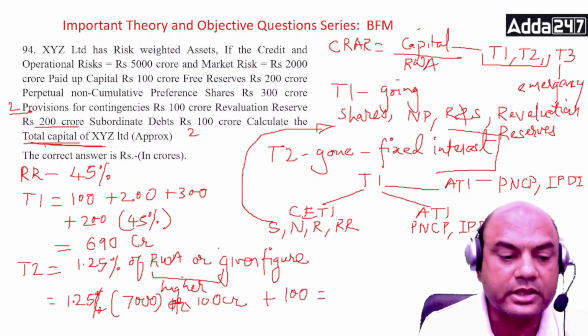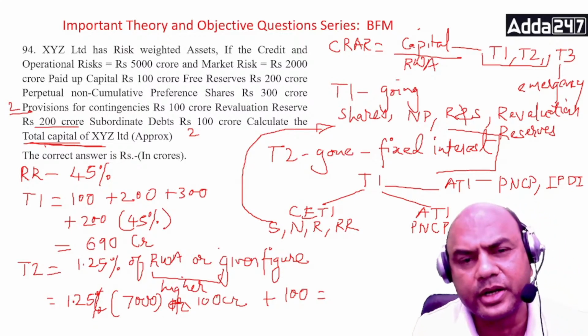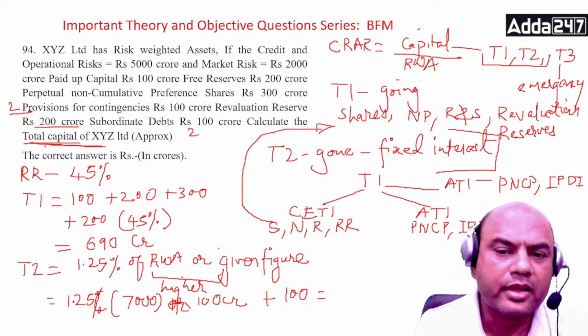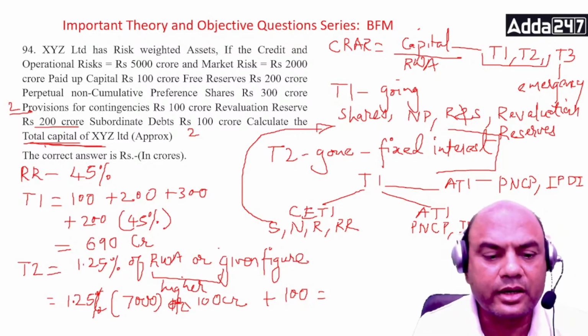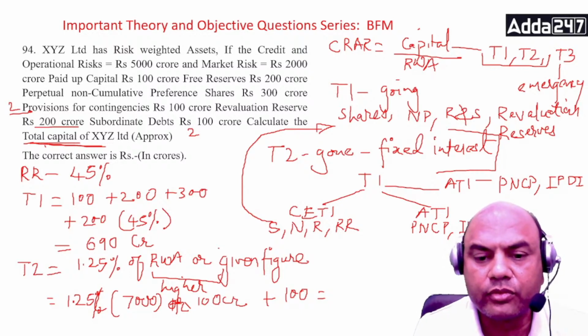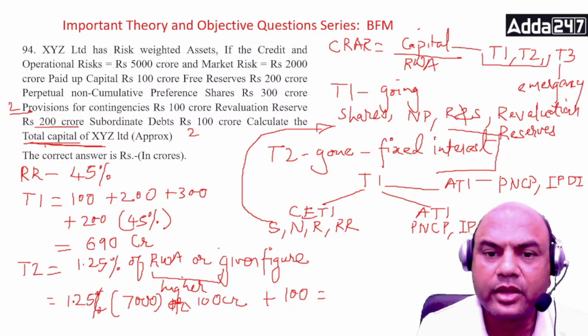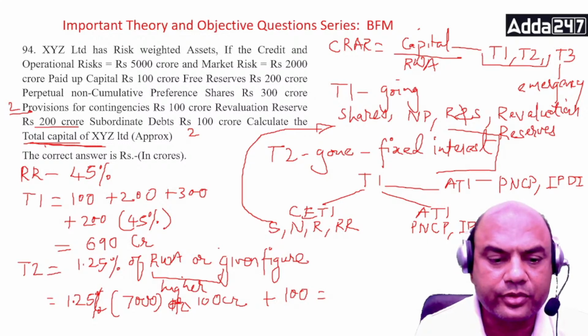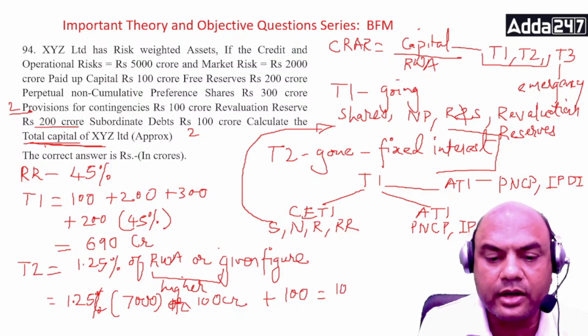What is my answer now? Here I have to take the higher. 1.25% of 7000, it is roughly around 87 point something, right? Everyone calculate this. 1.25 into 7000 divided by 100, so it is 87.5. So now 87.5 or 100, whichever is higher. So it is 100. So I'll take this as 100 plus 100, that is equal to 200 CR.